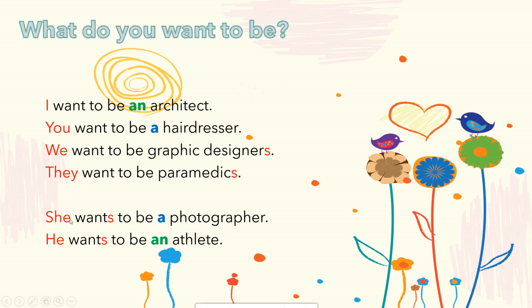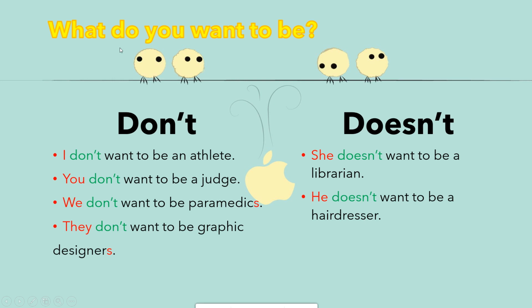Now, she wants to be a photographer. He wants to be an athlete. All right. What do you want to be? This is the question we're going to use. It's our lesson today. Now, if we're going to use a negative sentence with don't or doesn't, with don't, we use the pronouns I, you, we, and they. With doesn't, we use the pronouns she and he.